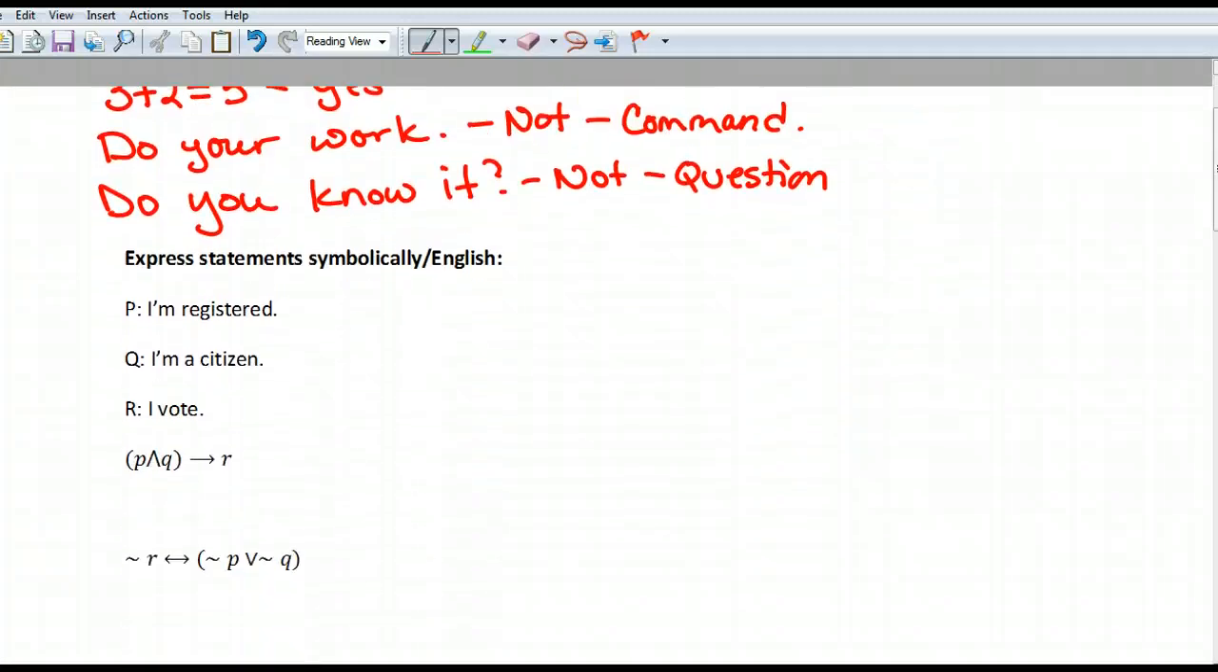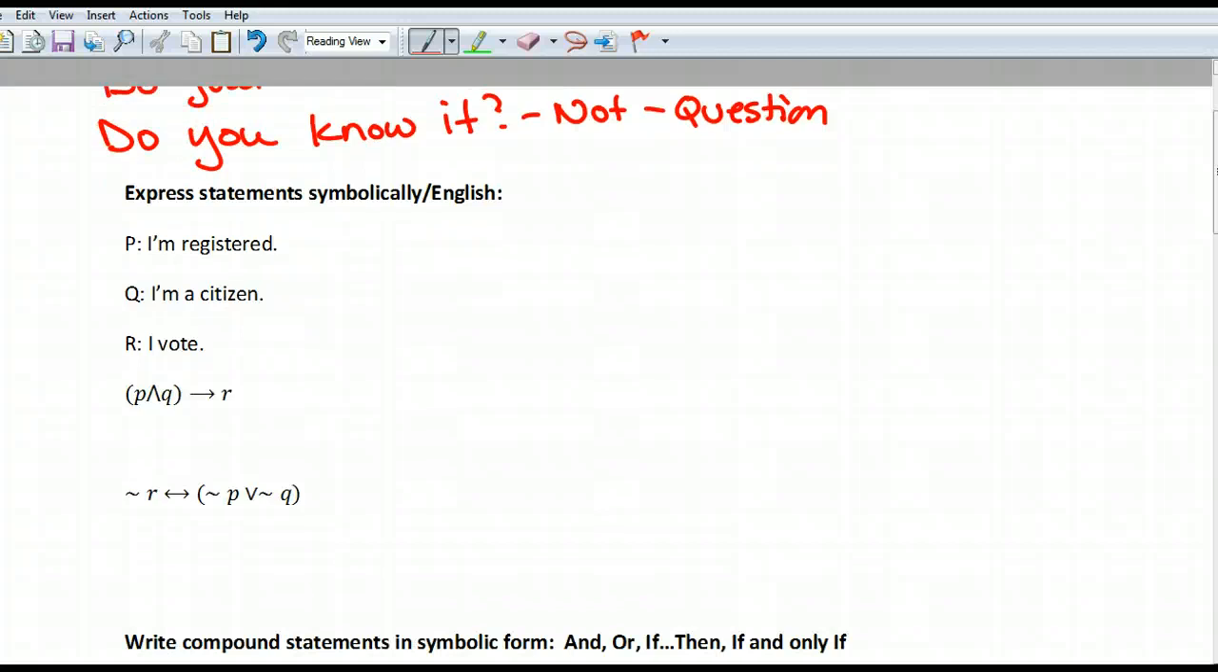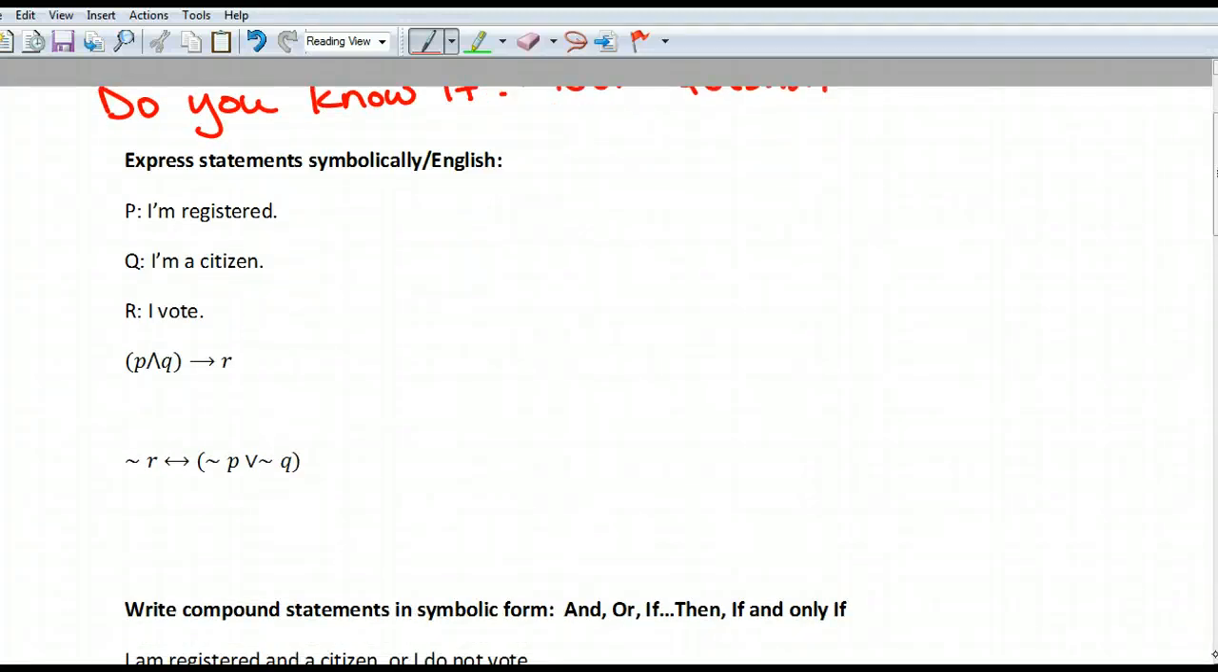How about this? Now we got to take some statements and we're going to go from symbolic to English. Okay? So we have P, I'm registered. Q, I'm a citizen. And R, I vote. You need to go back and forth. You need to be able to go from symbolic to English or English to symbolic. So this one is P and Q, if P and Q, then R. So how do I write this in English?